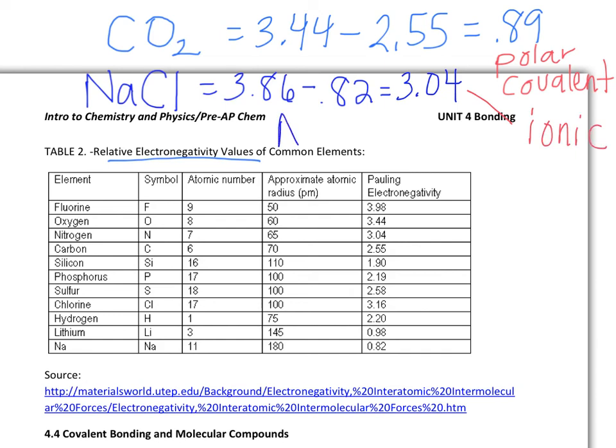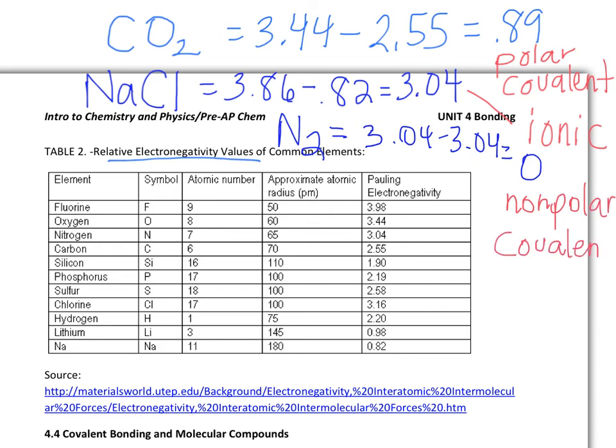And one more very easy one. Let's do nitrogen, a diatomic molecule. We'll learn that word tomorrow or next time we do one of these. So we've got nitrogen. Where's nitrogen? It's 3.04. I'm just going to write this. I know you don't need this written, but we've got 3.04 minus 3.04, which is going to be 0. So therefore, it's going to be nonpolar covalent.